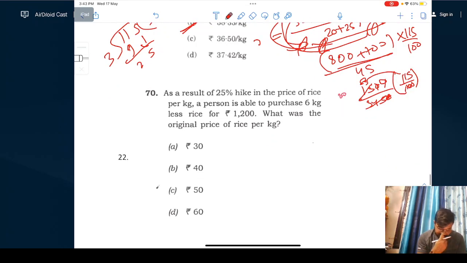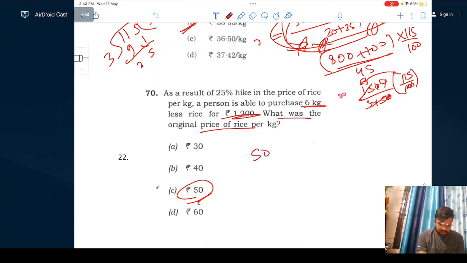As a result of a 25% hike in the price of rice per kg, a person is able to purchase 6 kg less. What was the original price of rice? See, you can go by options. If you go by the options, suppose let's say I will choose this 50. I know the answer, that's why I'm choosing this, but you can go by the backward approach.